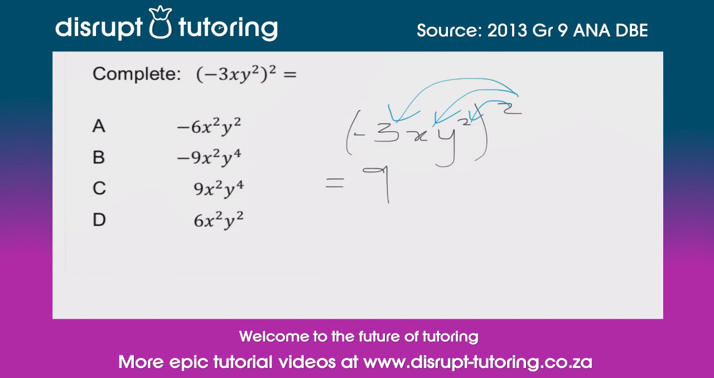Then x to the 1, obviously that becomes x squared. And then we've got y squared, so the 2 times 2 gives us 4. So that's going to give us y to the 4. And that's going to be the right answer. So in this case, it's going to be C.